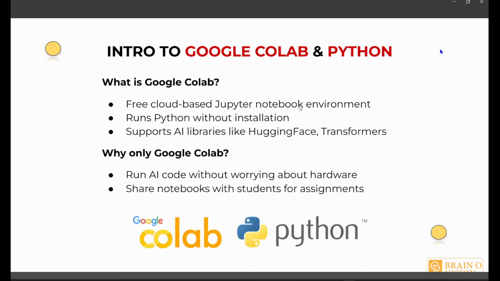So why only Google Colab? Why are we only using Google Colab? Why not Jupyter Notebook? Why not VS Code? Because it runs AI code without worrying about hardware. Exactly, so it is like a virtual machine running inside a cloud. It does not worry about the hardware. It has its own system and its own RAM, where it runs virtually.